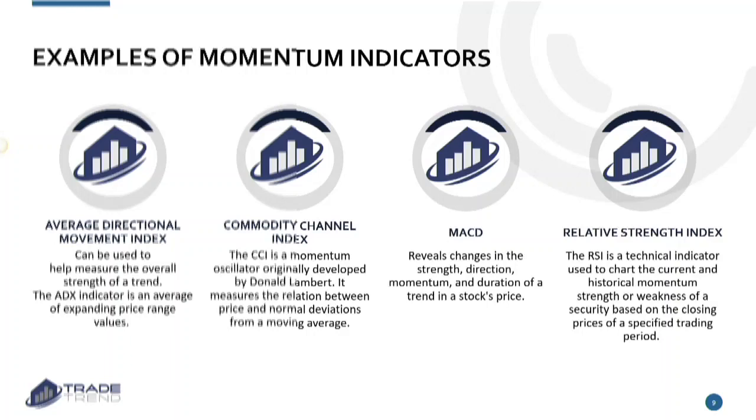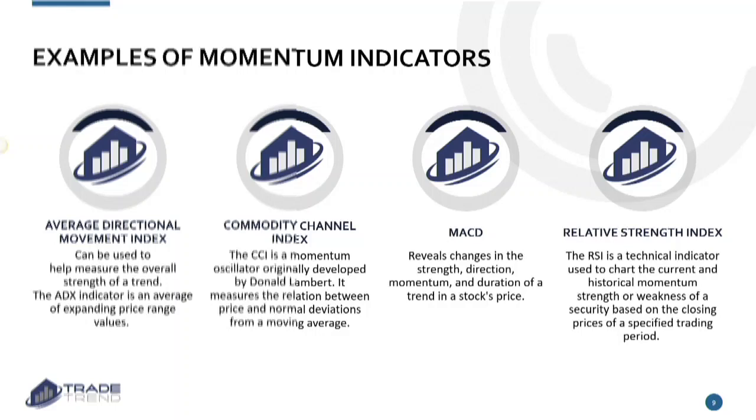So the RSI, of course, is another very popular one, and it's a technical indicator used to chart current and historical momentum based on strength or weakness. And the cool thing is with all of these, they're flexible. You can enter your own criteria. Like with the RSI, you can choose your period. Most people default to a 14-period RSI. But you can shorten or lengthen those based on your time horizon.